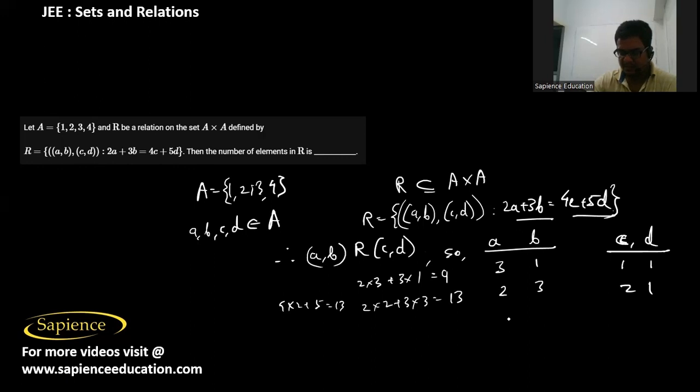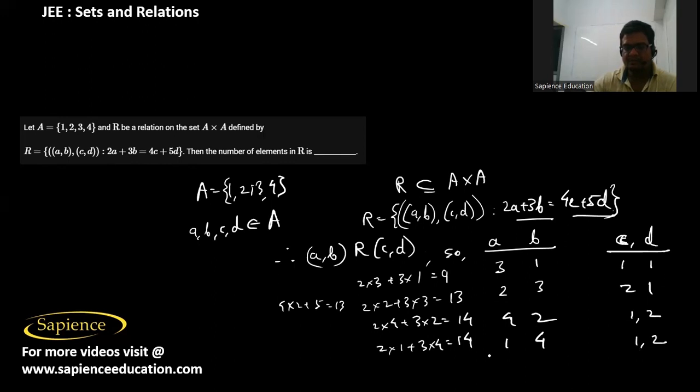Then (a, b) we can take (4, 2). Then it will be 2 into 4 plus 3 into 2, that is 8 plus 6, that is 14. And then we can take (c, d) as (1, 2), since 4 plus 10 is also 14. And then we can take a as 1 and b as 4, since 2 into 1 plus 3 into 4, that is 2 plus 12, that is also 14. And (c, d) we can take (1, 2).